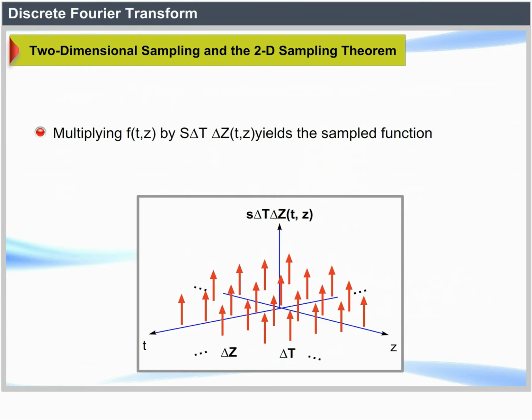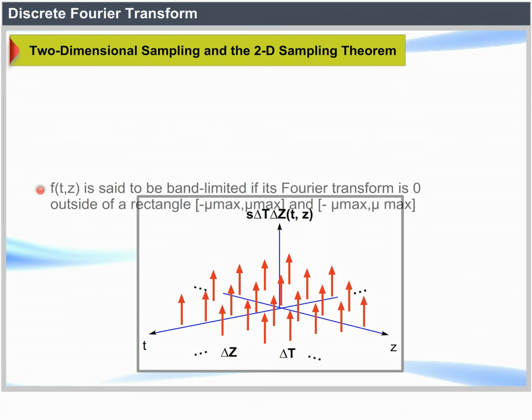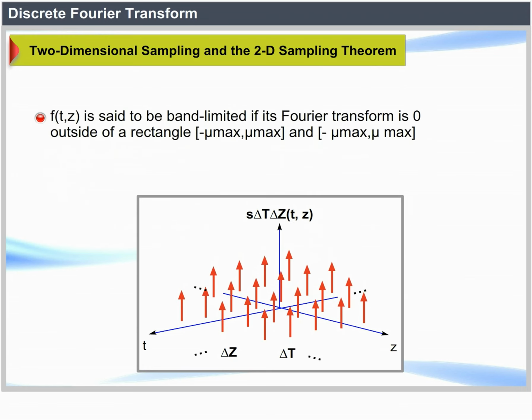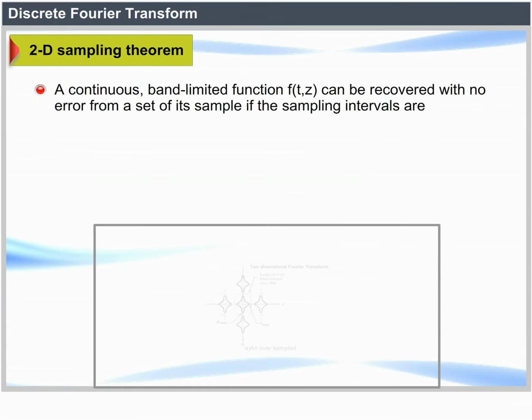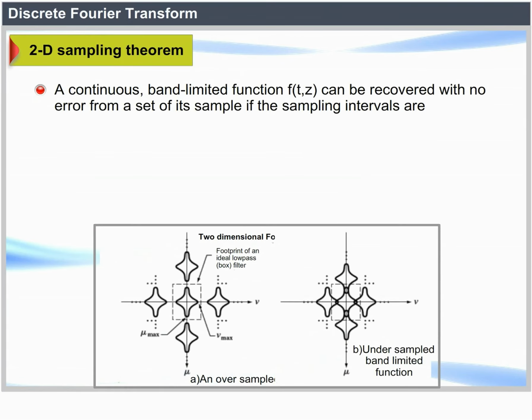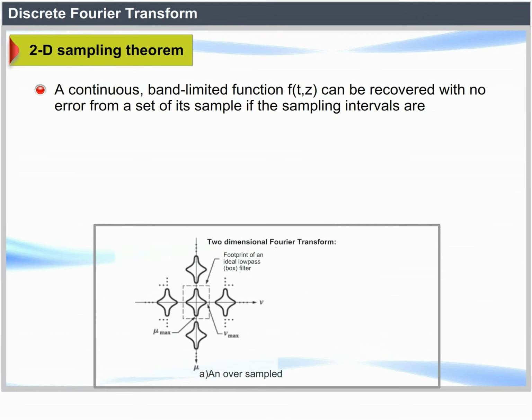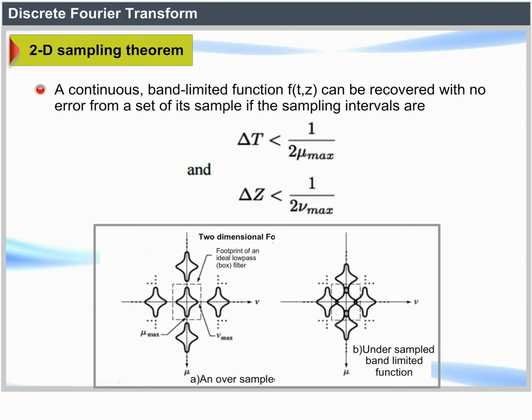2D sampling theorem. A continuous band-limited function f of t, z can be recovered with no error from a set of its samples if the sampling intervals are as represented on the screen, where A is an oversampled and B is an undersampled band-limited function. Aliasing in images. Example, sampling checkerboards whose squares are of size 16 into 6 pixels. In figures A and B aliasing is visually negligible, while C and D masquerade as a normal image.